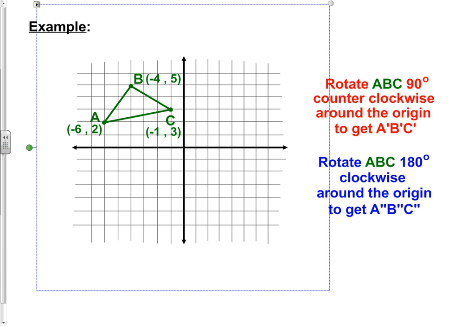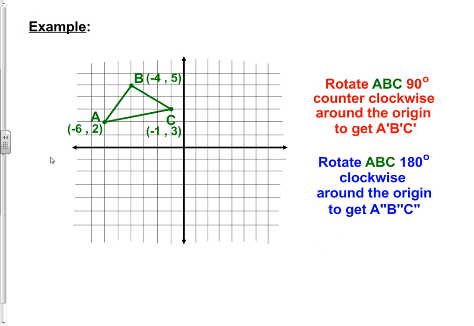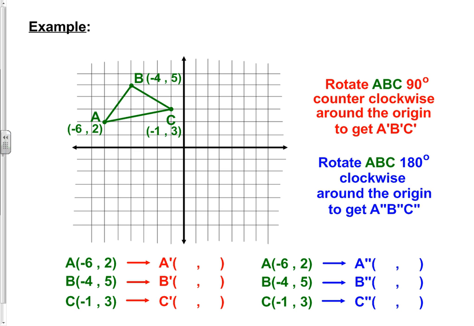Okay, so you could choose to do the rotations, but I'm going to show you how to follow this along with the rules that we just talked about. Basically, we're going to follow those two instructions we have over there. We're going to rotate triangle ABC 90 degrees counterclockwise around the origin to get A prime, B prime, C prime. Then we're going to rotate triangle ABC 180 degrees clockwise around the origin to get A double prime, B double prime, C double prime. Okay, so let's start off with the red one here.